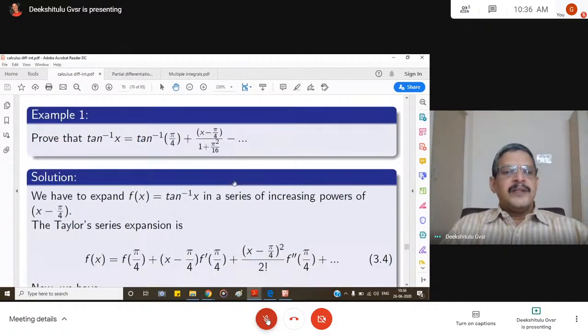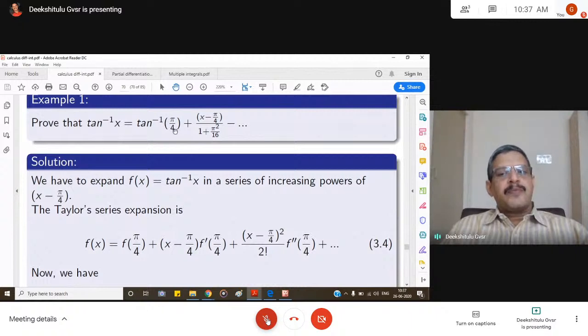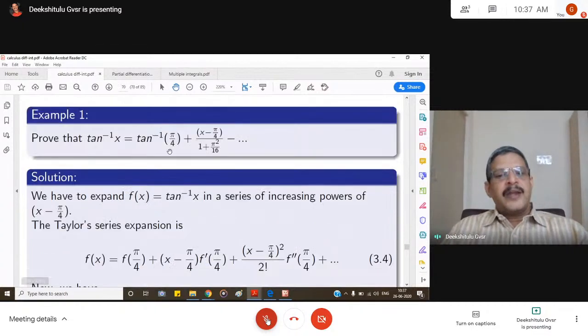The next thing: for example, find the expansion of tan inverse x. It may not be a question like "prove that" or "show that" in the GATE examination. It may ask what is the expansion of tan inverse x, and it will be given with 4 alternatives A, B, C, D. In such a case, this is an expansion about pi by 4. Expansion about 0 means we are getting f of 0, f dash 0. Here I am writing pi by 4, so that means the expansion about pi by 4 is in increasing powers of x minus pi by 4.